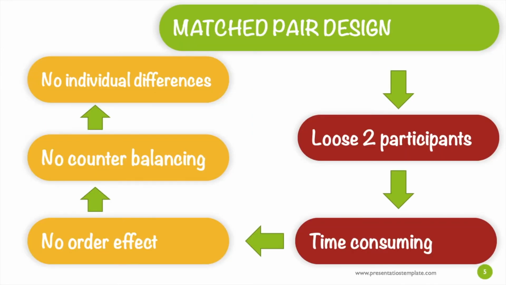So the thing with this is that if one participant drops out from the study, you will have to lose its pair from the other condition as well, right? And also, it is very time consuming for you to find participants with similar characteristics. But there will be no order effect, and you'll not have to use any counterbalancing techniques in this case. And it'll also have no individual differences, right? Because we have matched them. So basically, it has both the benefits of independent measures and repeated measures while eliminating some negative effects of it.